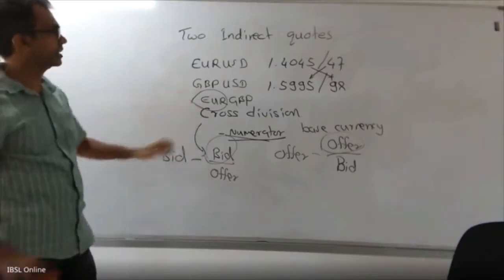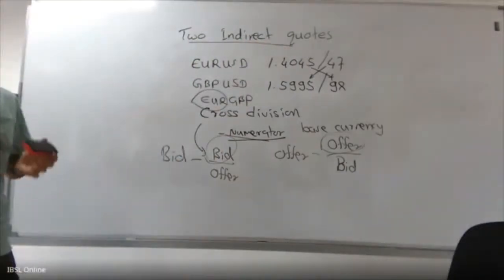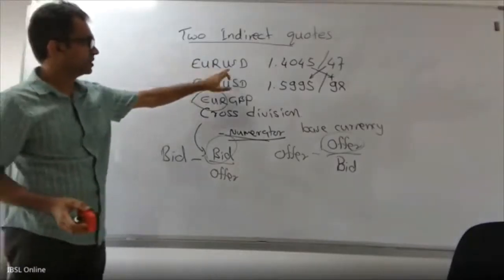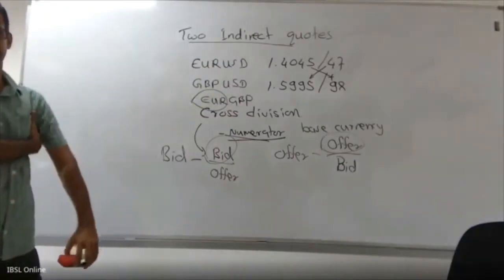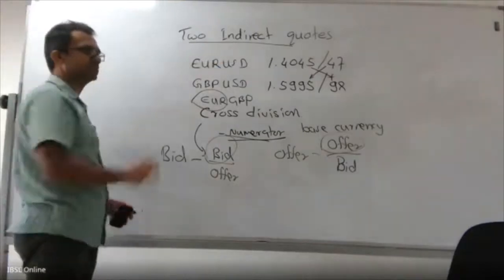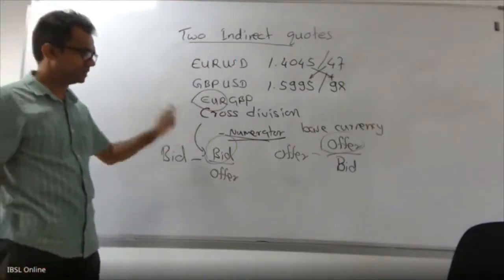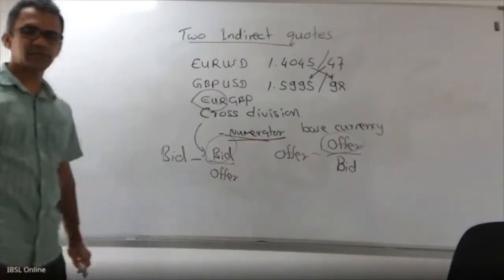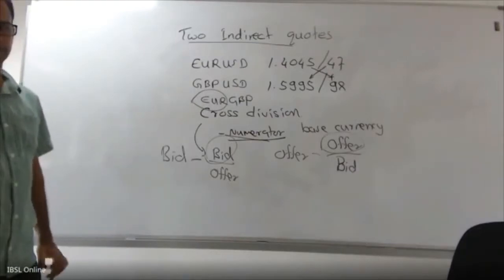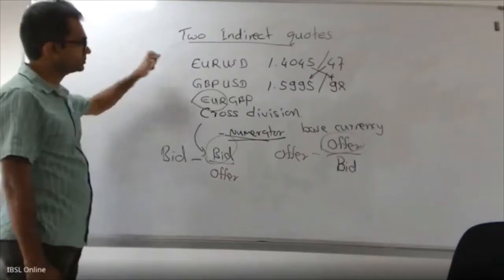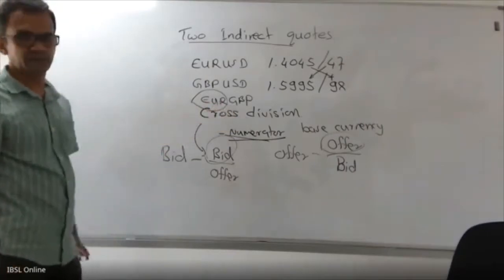Remember, this rule is valid only when you have two indirect quotes. That means in both currency pairs, dollar would be as the counter currency. The price of the base currency is given in terms of dollars. So then only you can apply this cross division with the base currency at the numerator. So in this example, euro is the base currency, GBP is the counter currency in Euro GBP.